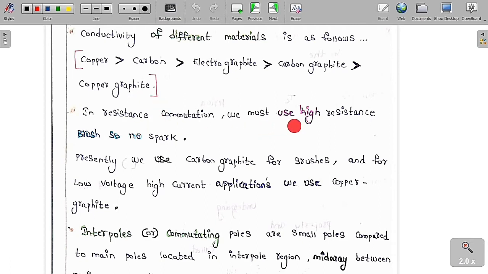In resistance commutation we must use high resistance brushes, so no spark. Presently we use carbon graphite for making the brushes, and for low voltage, high current applications we use copper graphite. For the remaining small applications we use carbon graphite for making the brushes.